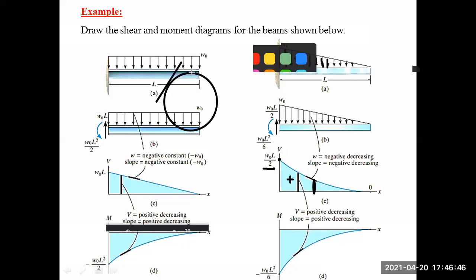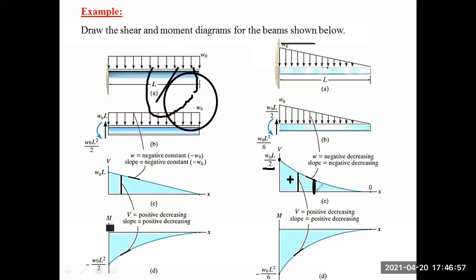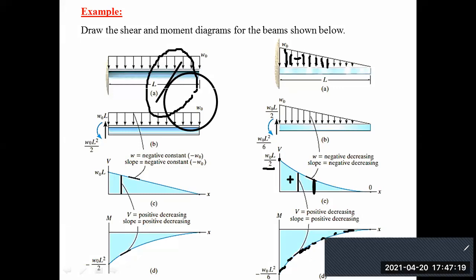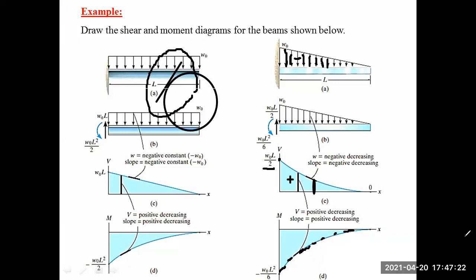Okay, so this is positive decreasing. So this side of the circle would be my graph. Let us see, is it this side? Is it this? Yes, exactly. This is the side of the circle with which I could construct my bending moment diagram.